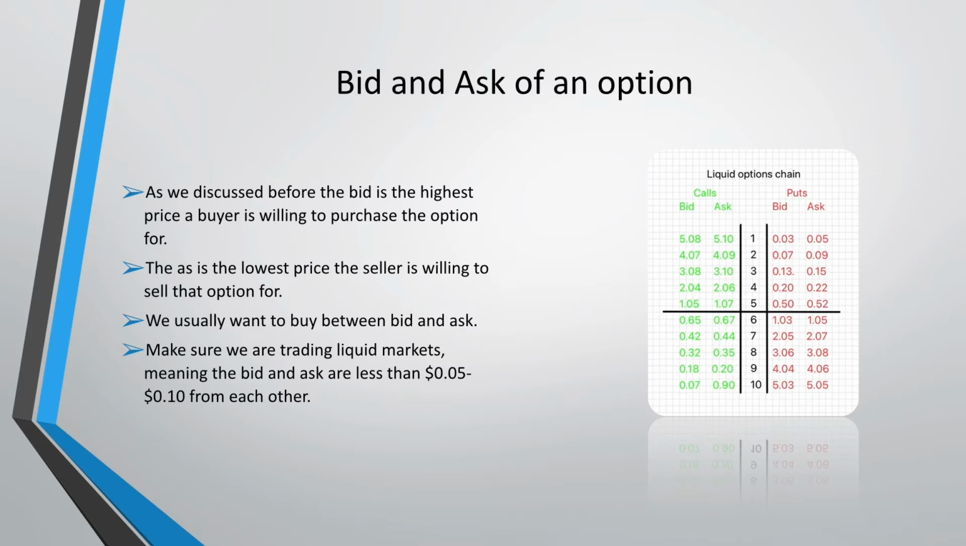Now, we usually want to buy between the bid and the ask, and we will also want to make sure that we're trading liquid markets, meaning that the bid and the ask are less than 5 to 10 cents away from each other. Like you see on the right hand side, once again, I put in there what a liquid chain looks like. 2 cents in between, 3 cents in between. If you get lucky, you'll find one with 1 cent in between, a penny, penny market. That is what we want to be trading.